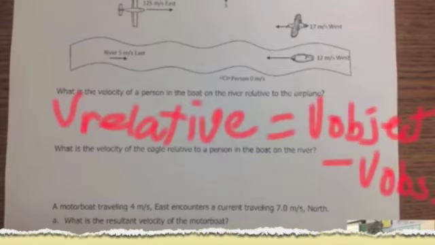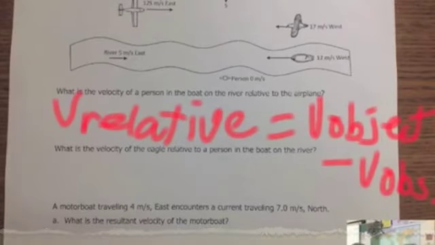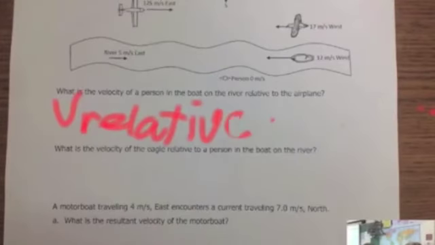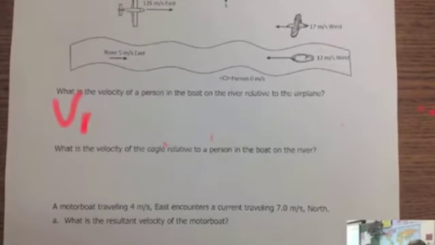Can we do some problems? Absolutely. I see you have a picture here. So let's see, we have a plane, a bird. The question is, what is the velocity of a person in the boat on the river relative to the airplane? So the person in the boat is the object, right? Right. And then relative to the airplane, so it's like someone's in the plane. So relative to the person in the airplane, how fast is the person in the boat moving?